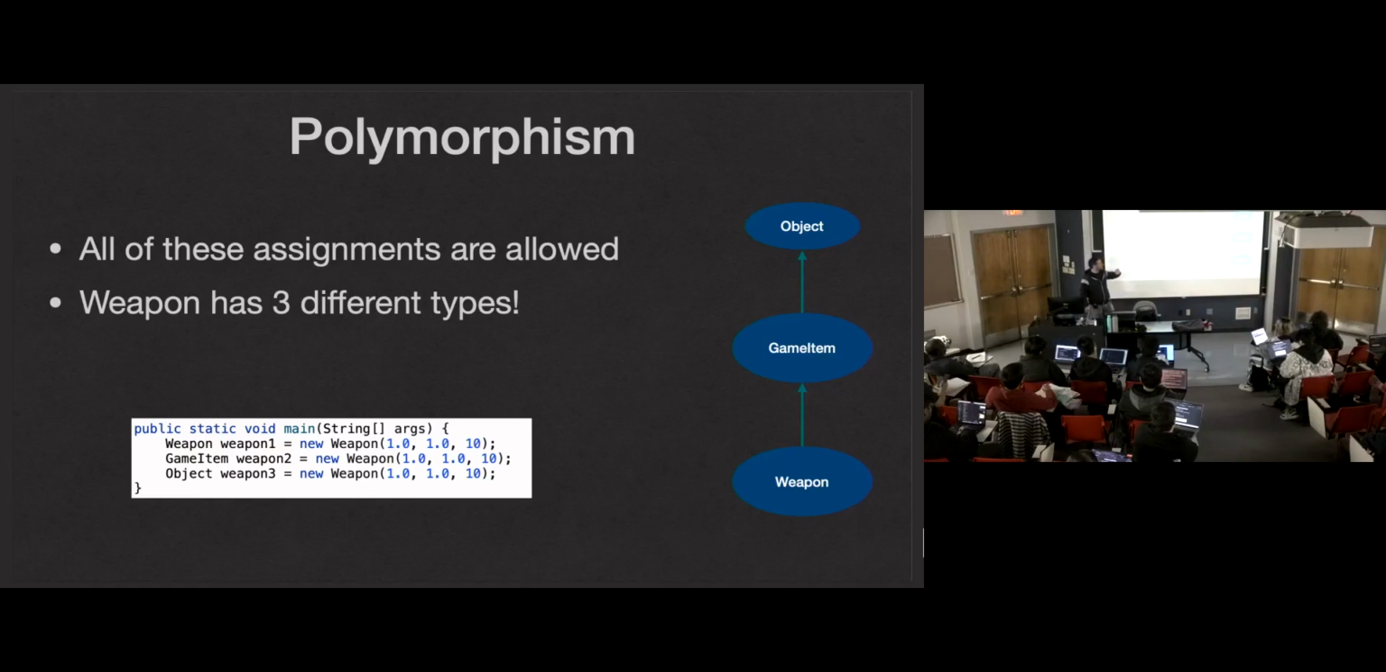Like I'm not saying a weapon is a game item and being like, well, it kind of is like a game item. We can store a weapon in a game item class because a weapon really is a game item. And the analogy for this is rectangles and squares. A square is a rectangle. It meets all the criteria of a rectangle. If I say, hey, give me a rectangle and you give me a square, I'm happy with that because that is a rectangle.